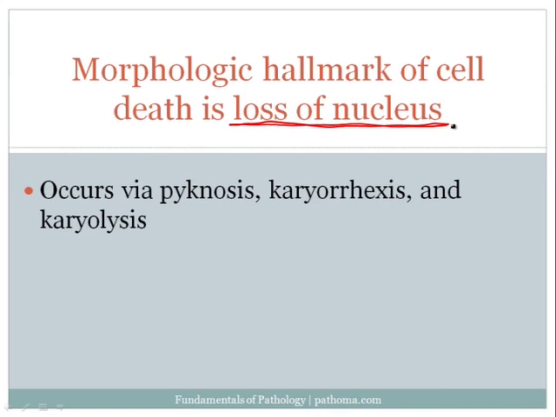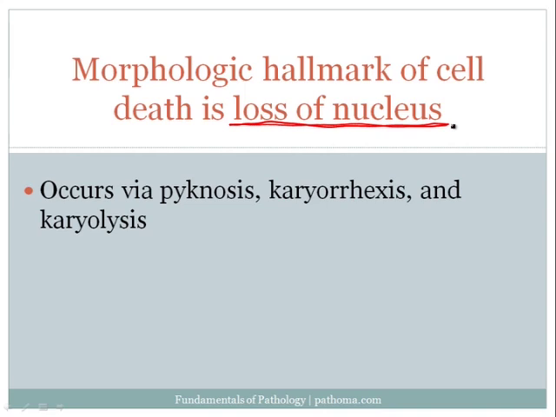The examiners like to go a step further, and they like you to know the mechanism by which the nucleus is lost. The mechanism is basically threefold. First, the nucleus shrinks down, and that's called pycnosis. The word pycnosis means ink dot, and the nucleus basically shrinks down into a small little ink dot.